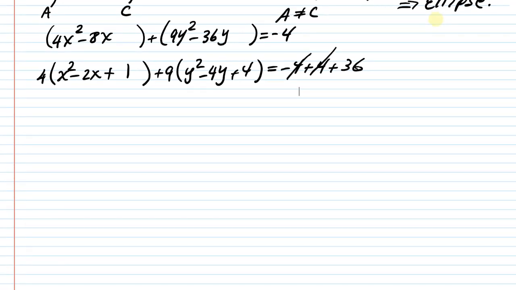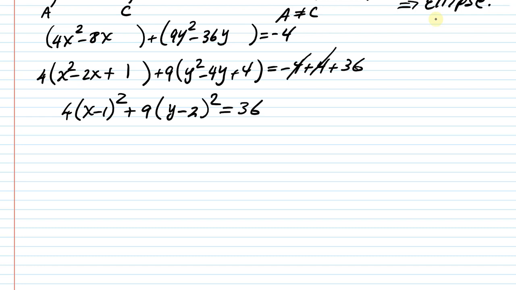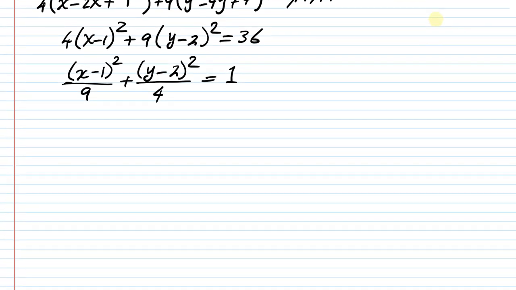Okay, and this is good. Now I can write the binomial form of this: 4 times (x minus 1) squared plus 9 times (y minus 2) squared equals 36. Remember, for ellipse and hyperbola, we have to have 1 on the right side. So let's divide everything by 36. This one gives you 9. 9 times 4, 36. We're dividing by 36, so this becomes 4. 36 by 36 is 1. And there is the equation of the ellipse.